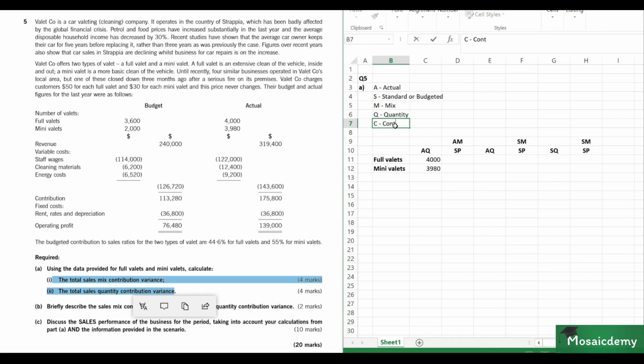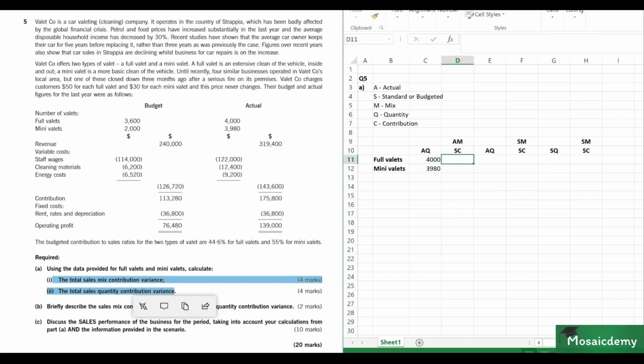I know we're used to the SP shorthand in our own videos, but for the examiner we need to be more clear. So contribution will be clear, and this will become SC, standard contribution, SC and SC. Okay. So what's the standard contribution going to be for full valets and then for mini valets?